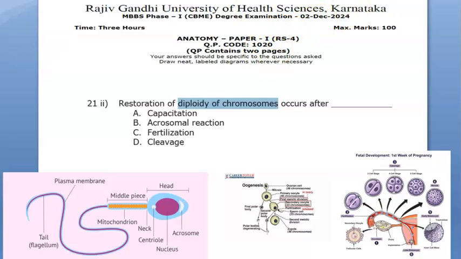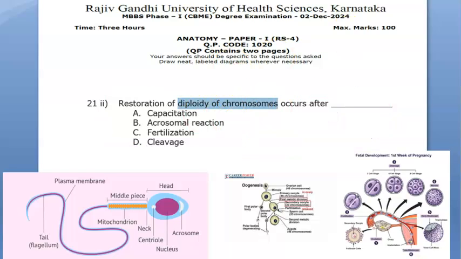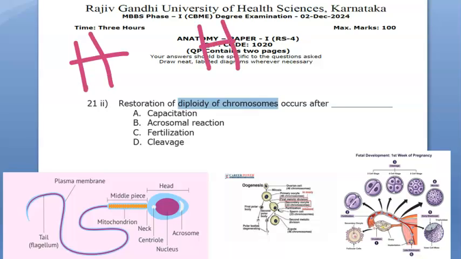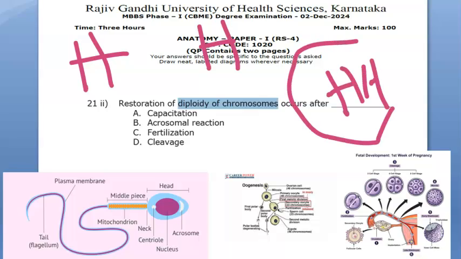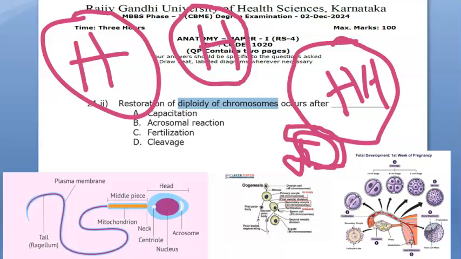Guys, look at this MCQ asked in theory exam. Restoration of diploidy of chromosomes occurs after what? Will chromosomes again become diploid? So it is haploid and haploid, right, from father and mother, and then haploid and haploid should join, and that cell will become a diploid cell. So you have haploid, the sperm, and the secondary oocyte, then they'll join, then it will become diploid, right? This is a diploid cell.